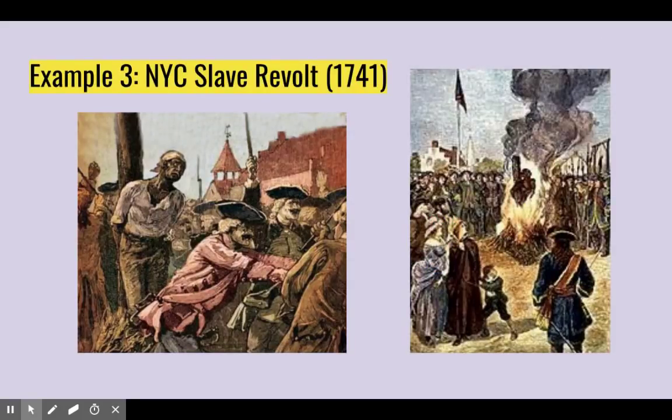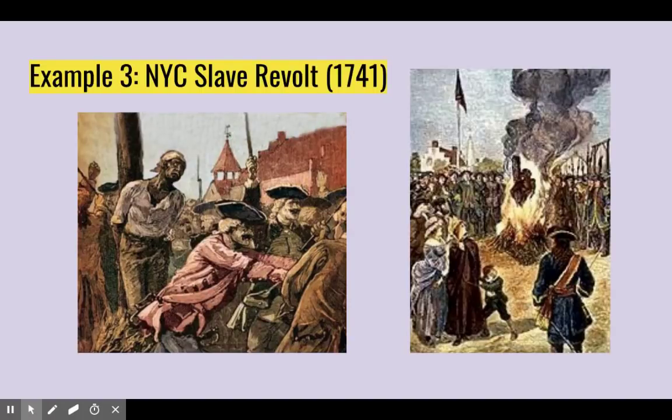Another revolt happened in 1741, the New York City Slave Revolt. This is also called the Conspiracy of 1741, or the Negro Plot of 1741, or the Slave Insurrection of 1741. You'll see all of those in different papers. And again, I'm going to use some historical words that we do not say today, so please be aware and be sensitive to some of the words that I have to use.